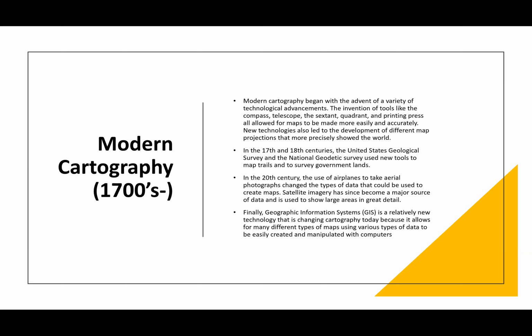And as new technologies developed, it also led to the development of different map projections that more precisely showed the world. We'll talk about projections and coordinate systems in a later talk, but projections are a way to take a round surface and project it onto a flat surface. So we take a globe and we flatten that out, and a lot of different things happen to it.